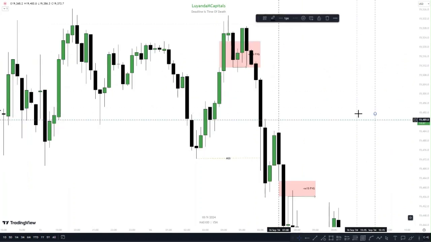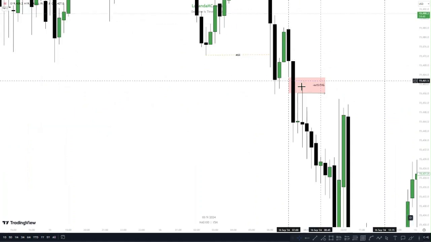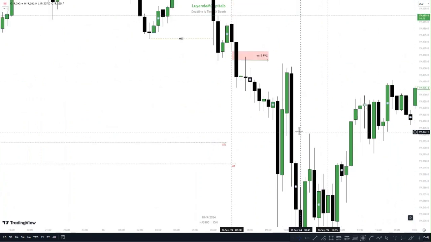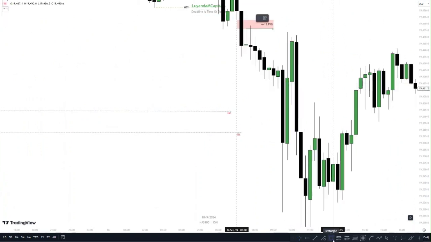Over here, I did not take this trade. No, not this one, sorry. Here, I did not take this trade because I take 2 trades a day and I had taken the one above and the one above that, and I took this one. So here, look.